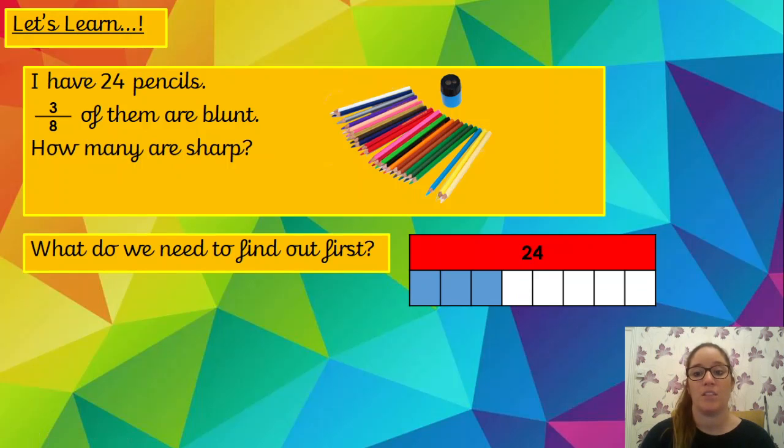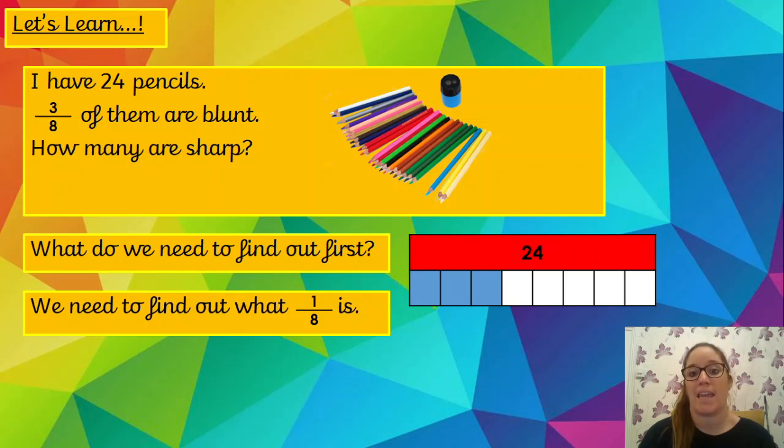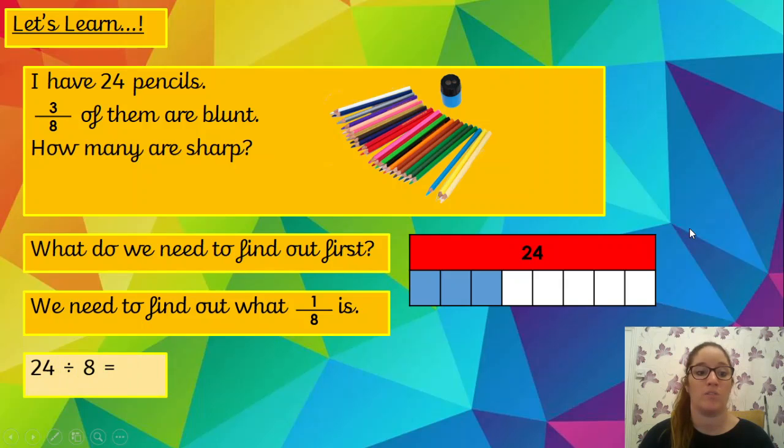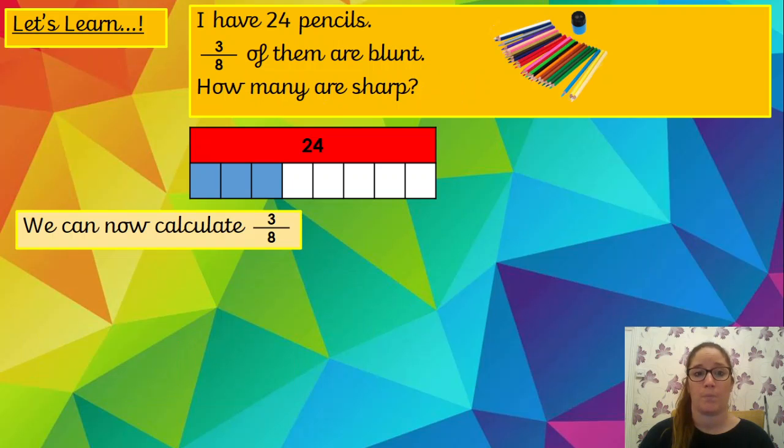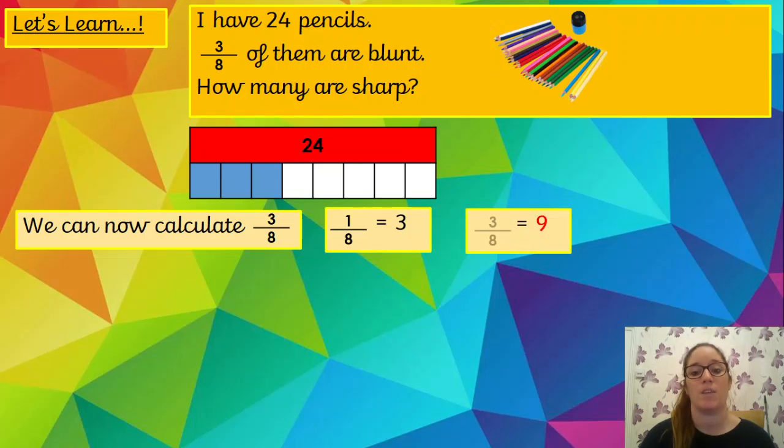First of all, what do we need to find out? We need to find out what 1/8 is. How do we do that? We've got 24 divided by 8. We know 24 divided by 8 is 3. So each part is worth 3. So 1/8 equals 3. If we know 1/8 is 3, we can now calculate 3/8. So if 1/8 is 3, 3 times 3 is 9, so 3/8 equals 9.